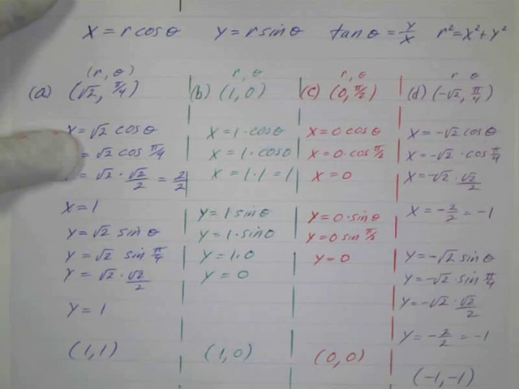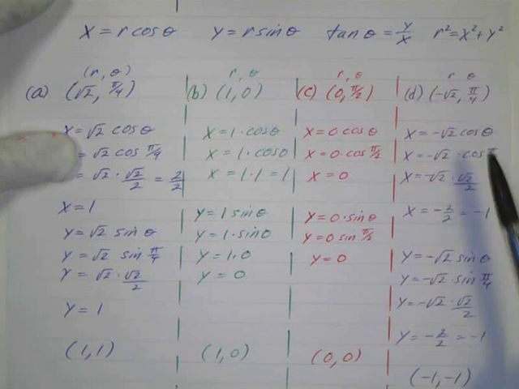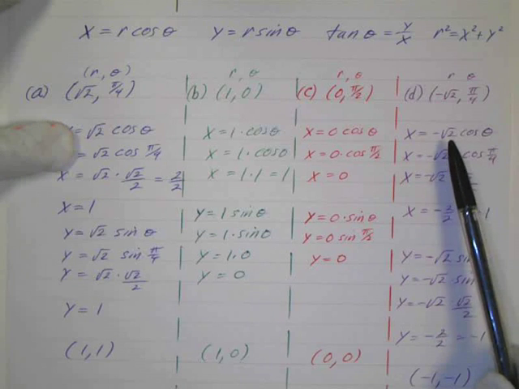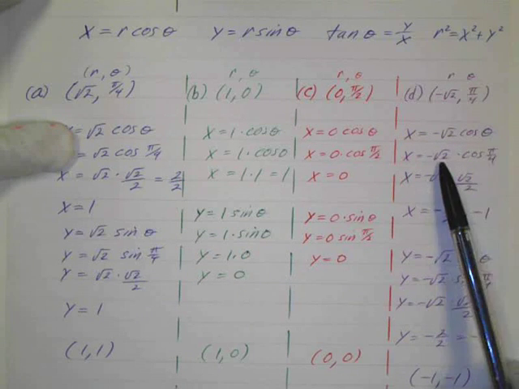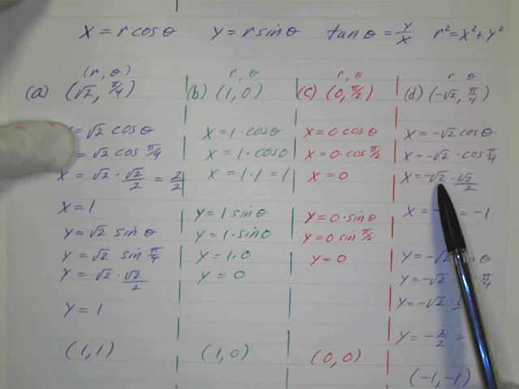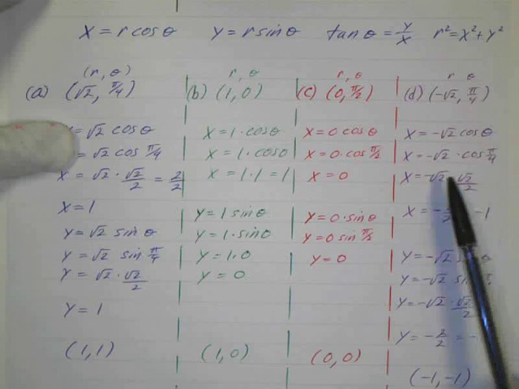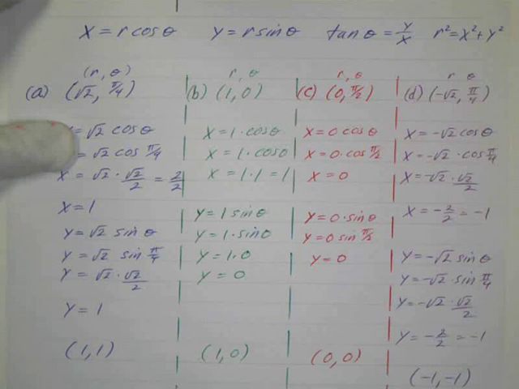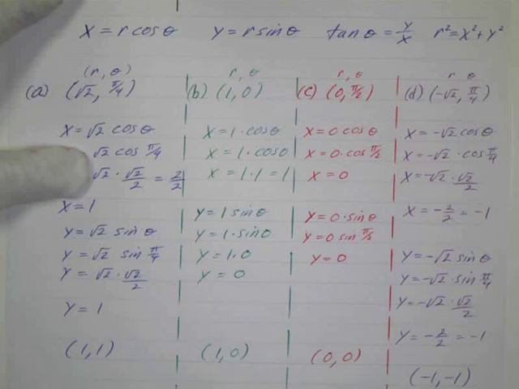Okay, and the last one, letter D, was the point negative square root of 2, pi over 4. So again, x equals r cosine of theta, negative square root of 2 times the cosine of pi over 4, negative square root of 2 times square root of 2 over 2, which is just going to be negative 2 over 2, negative 1. And y equals r sine of theta, or negative square root of 2 times sine of theta, theta was pi over 4. So negative square root of 2 times the square root of 2 over 2, which is also negative 2 over 2, which is negative 1. So there's your last one.